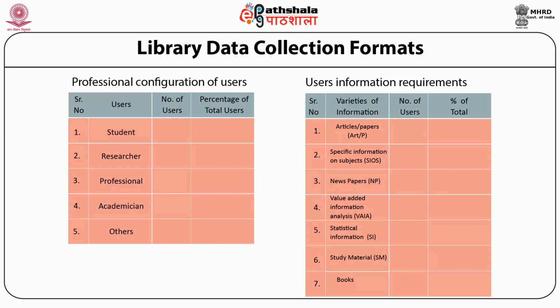Then another data set could be users' information requirement. Here are a total of 7 varieties of information required by the users, and in each category you can find the mode, and that mode value becomes the priority information you are providing. From there you can think about where data is coming in less, meaning you need to do some improvement in those areas. So this is how you draw your conclusion from the available data formats.